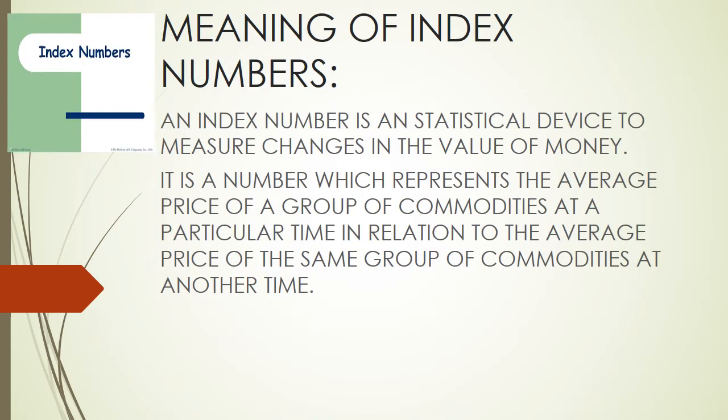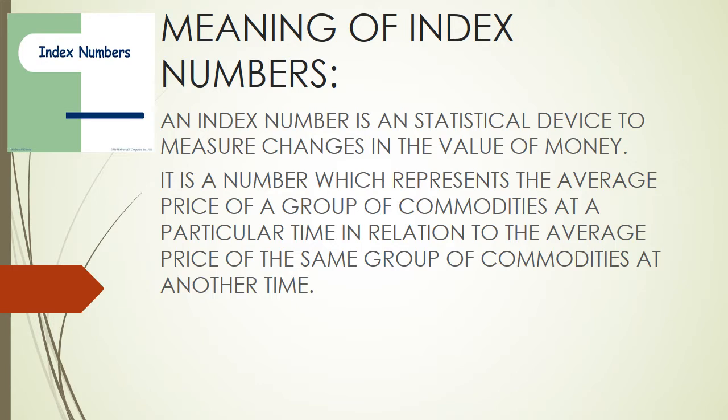First one is the meaning of index numbers. An index number is a statistical device to measure changes in the value of money. It is a number which represents the average price of a group of commodities at a particular time in relation to the average price of the same group of commodities at another time. Now, we have already studied something about index numbers in our 12th or 11th standard in statistics or in economics. So it is a statistical device in order to measure the changes in the value of money.